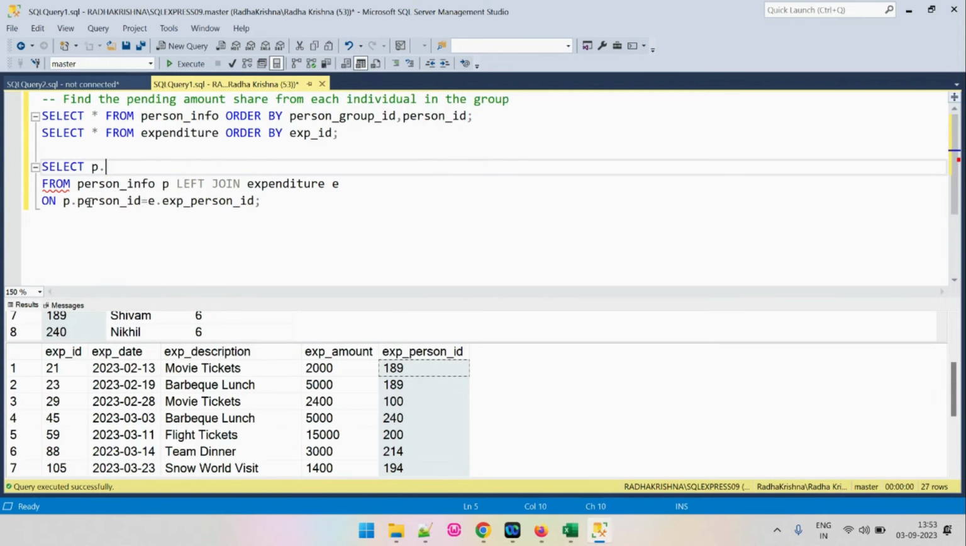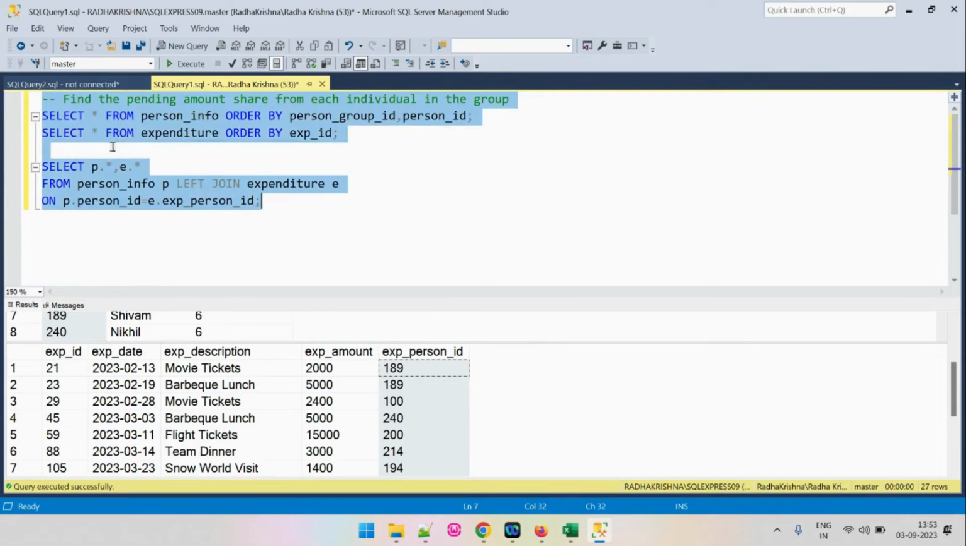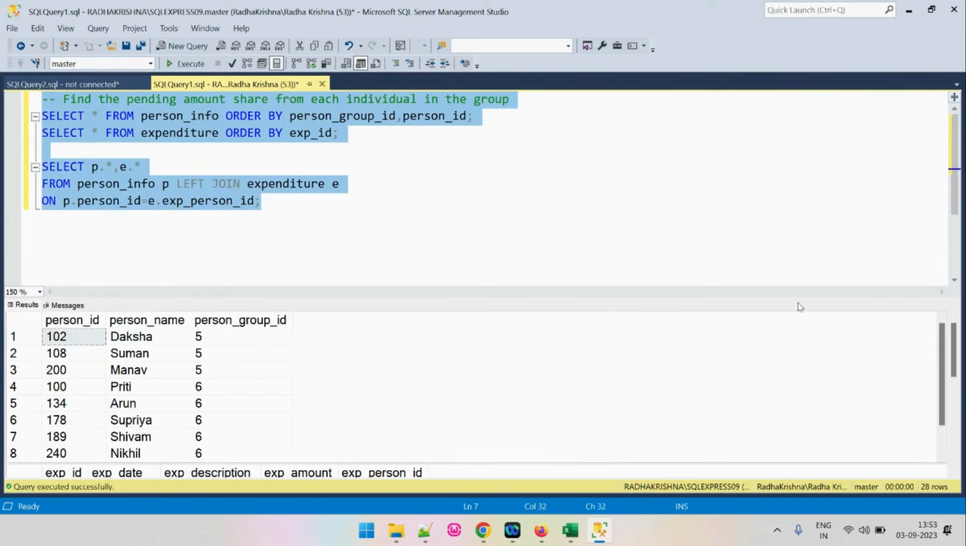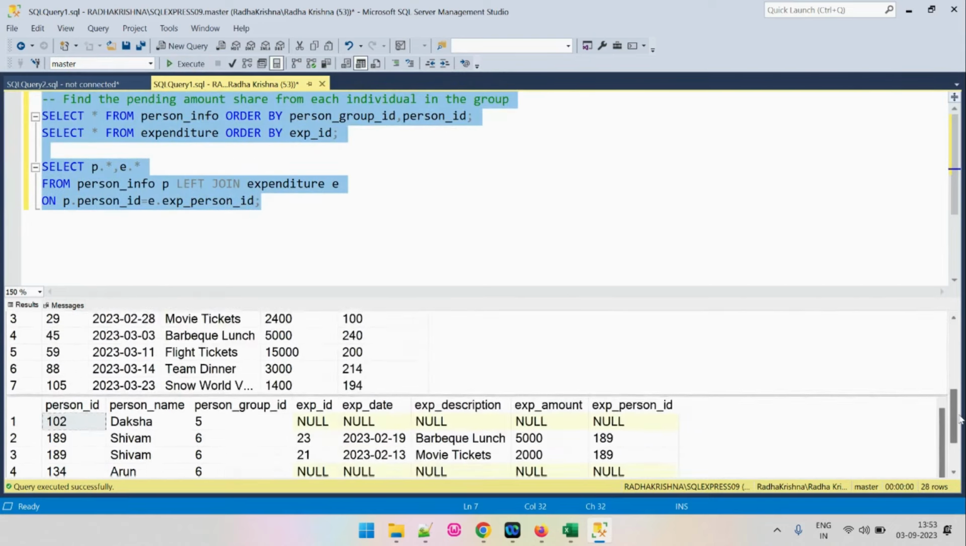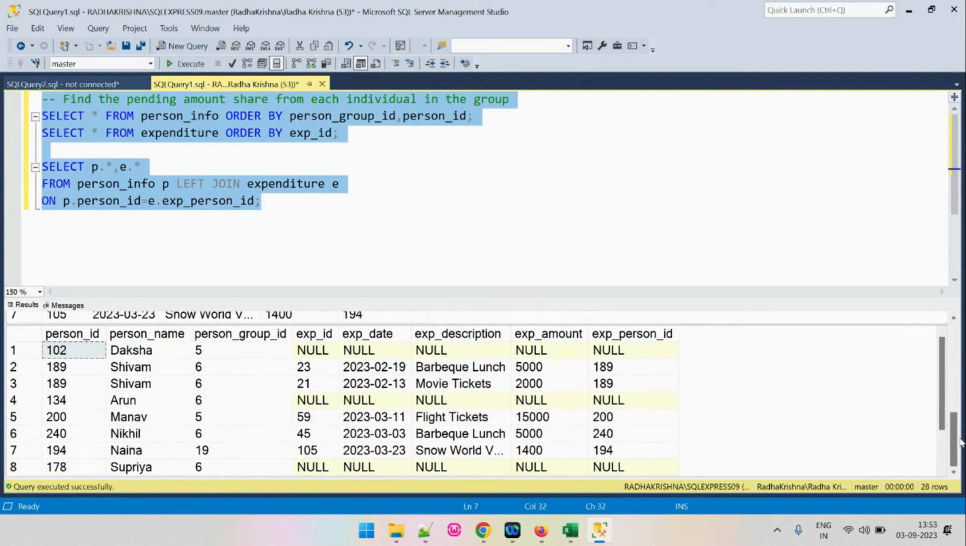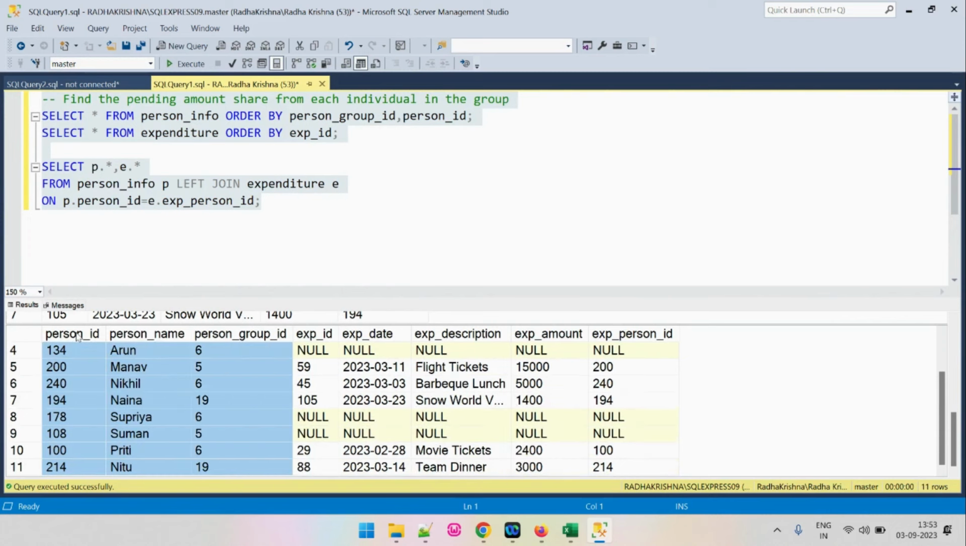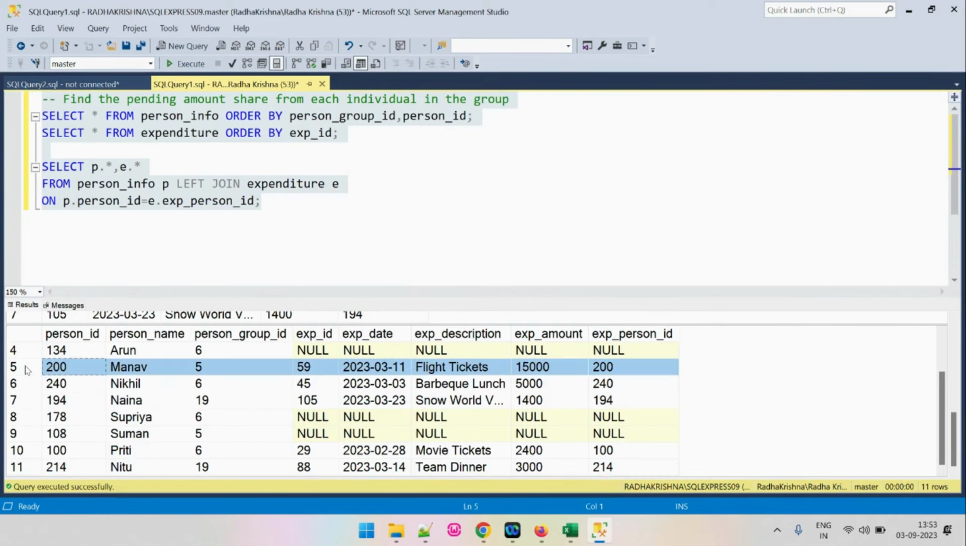Let us see the output we get from the two tables after the join operation. We have executed the query, and this is the output that we have got. On the left side, these are the columns from the person info table, and on the right, these are the columns coming from the expenditure table, and we have joined based on the person ID. For example, this is one entry which has joined based on the person ID.